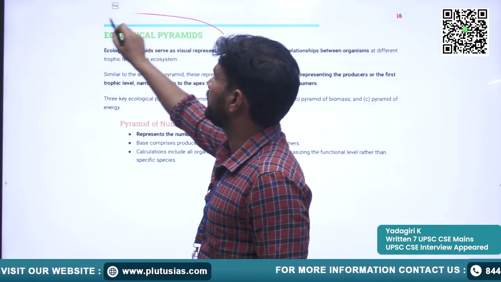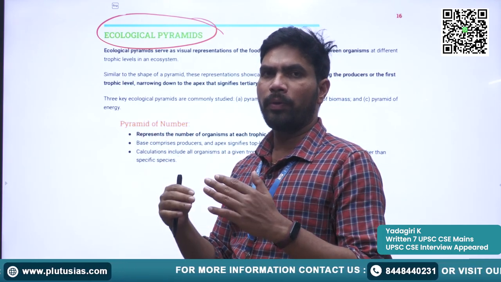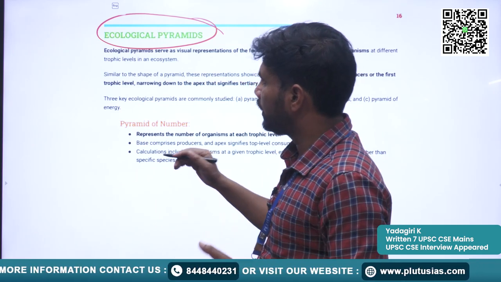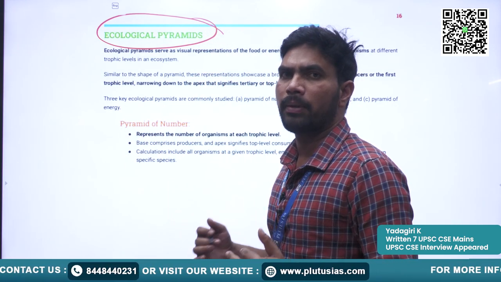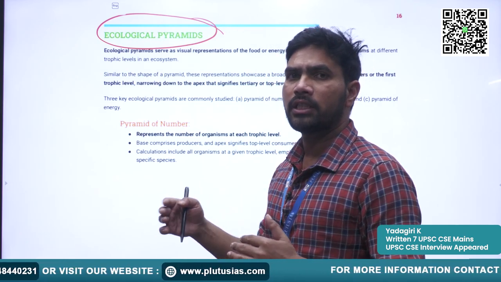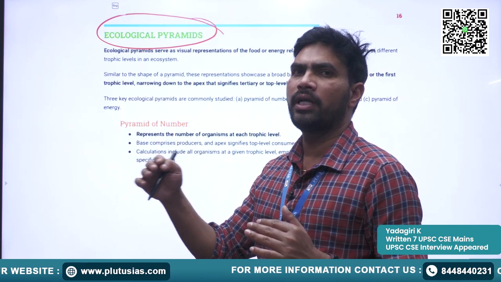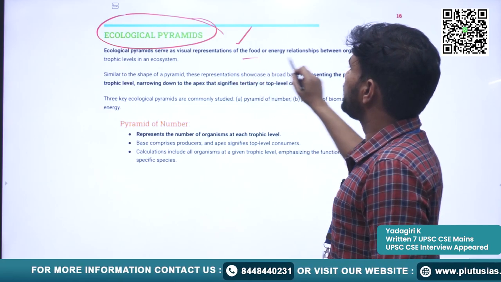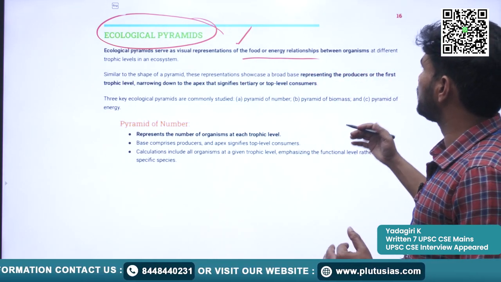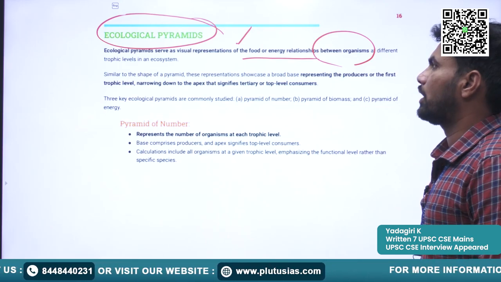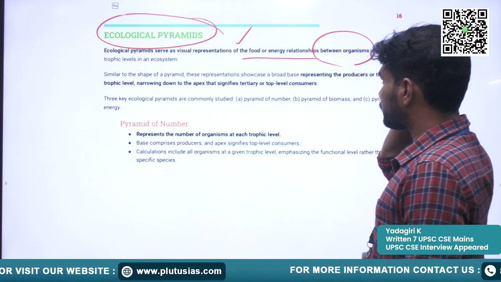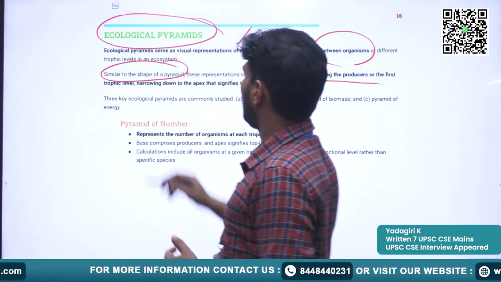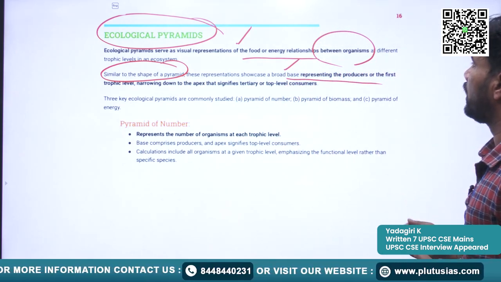Another concept is there. When understanding trophic levels and the flow of energy, the 10% rule applies to that flow of energy. The concept of ecological pyramids helps us understand the flow of energy and the transfer of energy from one level to another. Ecological pyramids serve as representations of food or energy relationships between organisms. When we see the shape of the pyramid, it shows us the broad base.